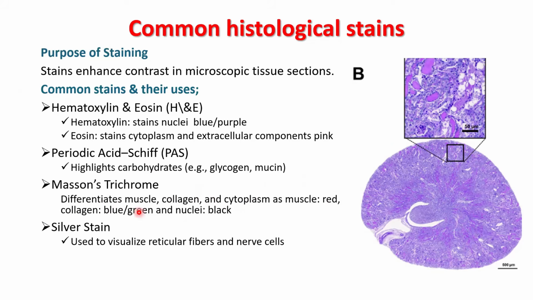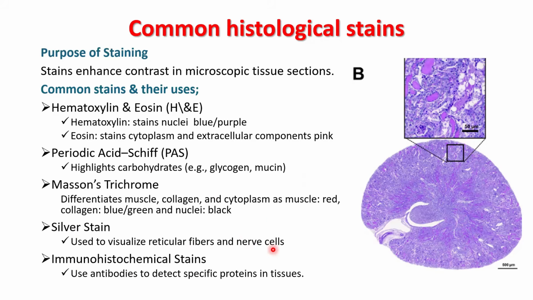Remember also we have the silver stain. The silver stain will enable the visualization of reticular fibers and nerve cells. To be specific, with this silver stain, you will see it a lot staining the liver and the spleen. And then you'll also be using the silver stain on the cerebellum and cerebrum, because it can visualize the reticular fibers and the myelin sheath that is present in nerves.